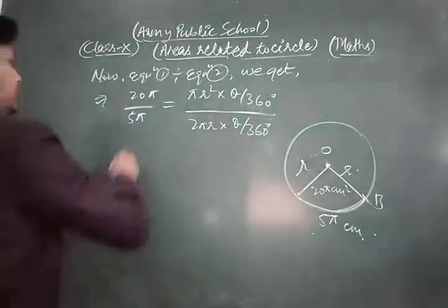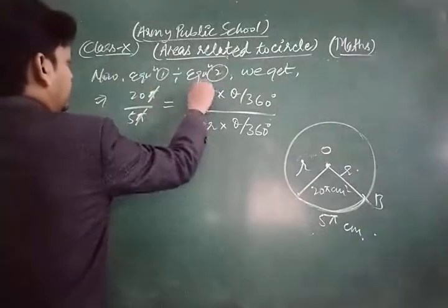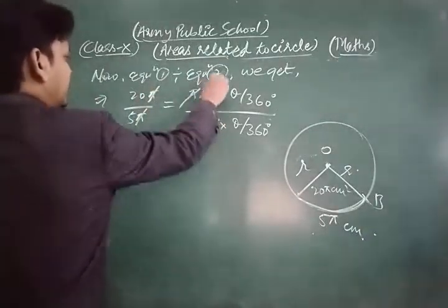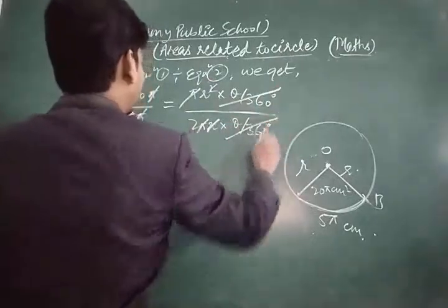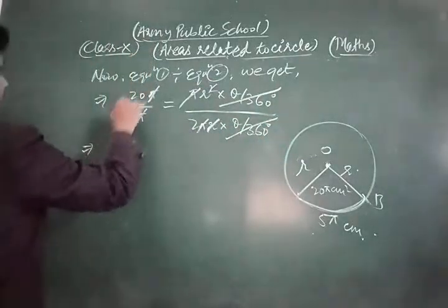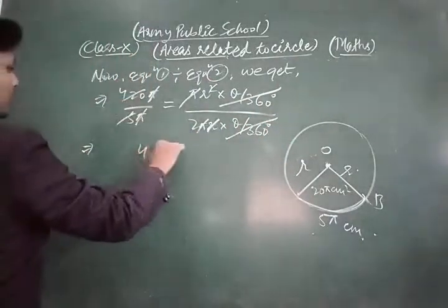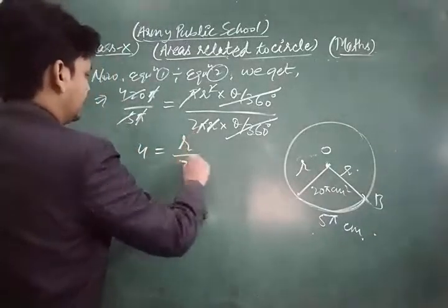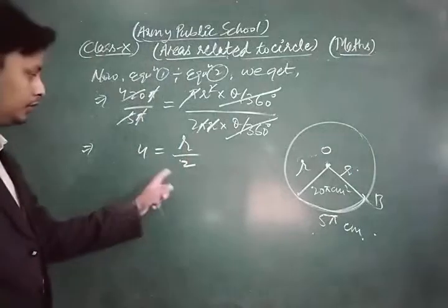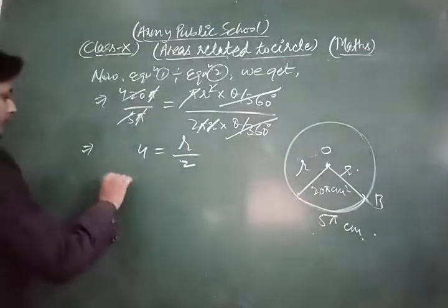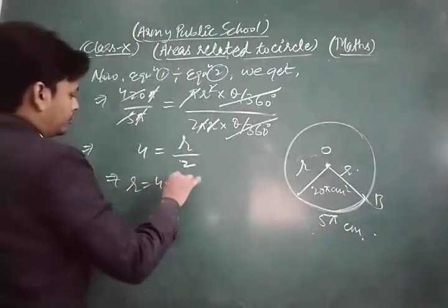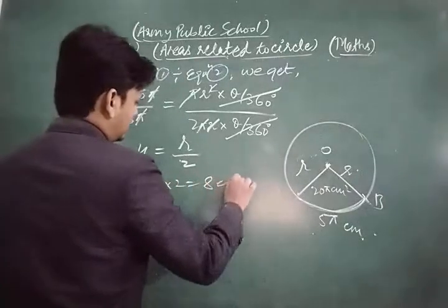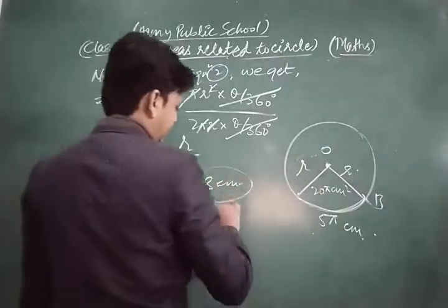Now look, here pi cancels with pi, and theta upon 360 cancels as well. So we get 20 by 5, which is 4, equal to r upon 2, since 2 is left in the denominator. Now we do the cross multiplication. So we get r equal to 4 into 2, that is 8 centimeter.